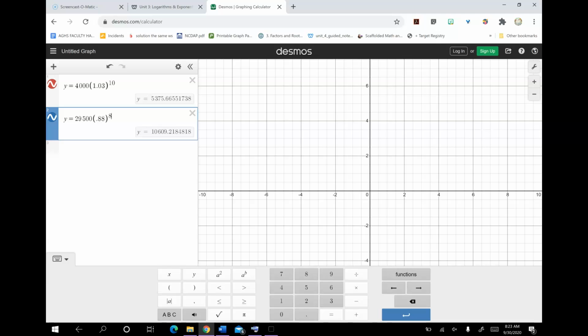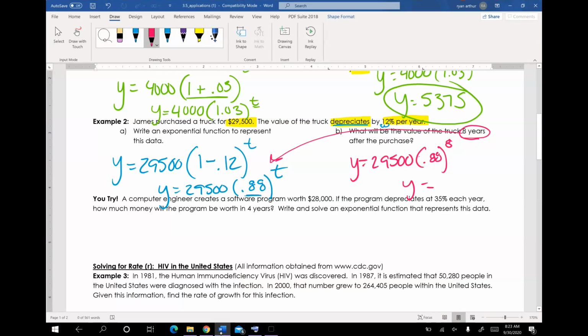So it's going to be 10,609.22. See, that 8 makes that one a 2. 10,609.22. That's how much the truck will cost. And depreciated, so if you notice, my P got smaller. Okay, that's what you want.